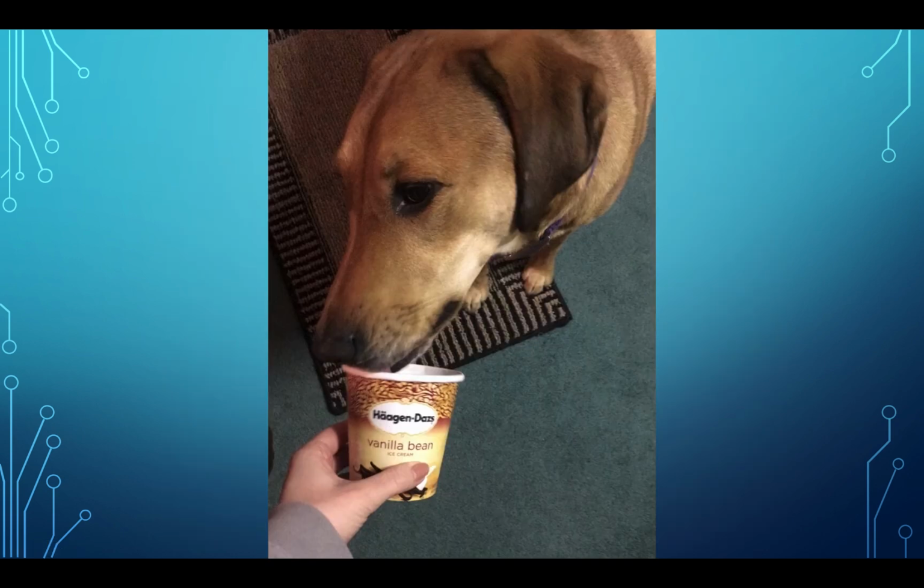On today's pet of the day, this is Ginger. Once again, this is our neighbor's dog. So Ginger came over and she was eating some vanilla bean ice cream. So if you guys send me an email with what Ginger was eating, I'll give you guys 1 point on your next quiz or test that we have.